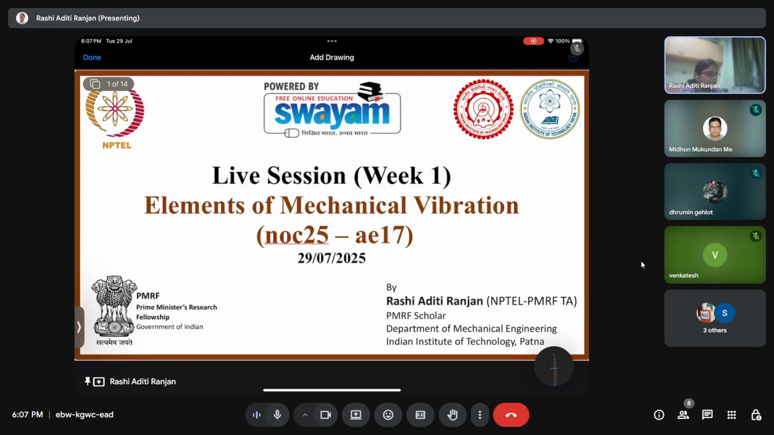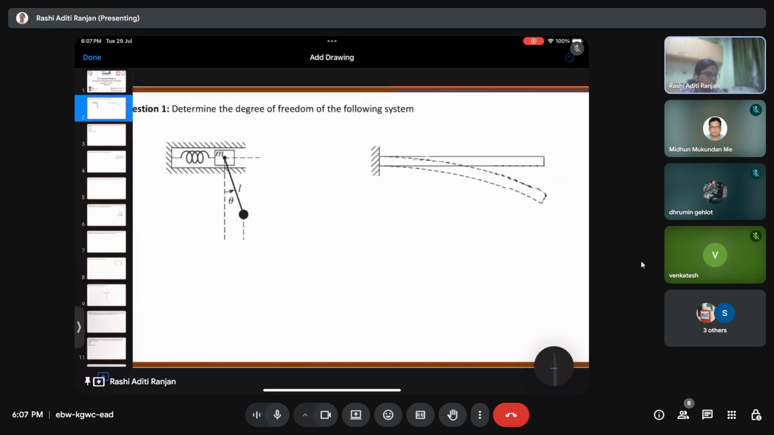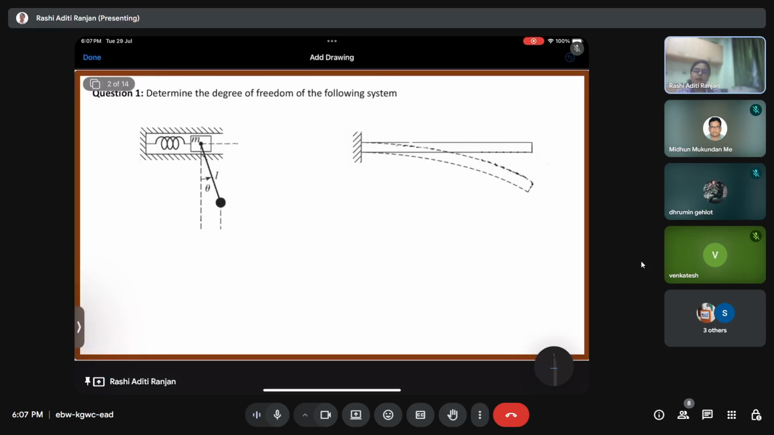So I'll be solving some questions in this session so that it will be helpful for you in order to solve the assignment problems. If you have any issue, you can ask me in between or at the end of the session, that would be better. I'll also try to give an overview of some of the basics that are required in order to understand.